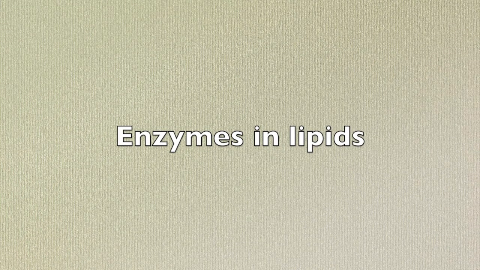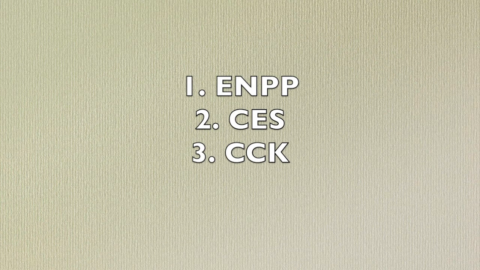We have three main enzymes in lipid metabolism: the phosphodiesterase (ENPP), the carboxylesterase (CES). These are produced by the liver to break down and then help to join again the lipid molecules once in the liver or in the fat cells. And we have the cholecystokinin, the CCK, that helps to produce the pancreatic lipases and the bile salts to break down the fatty chains in the small intestine.